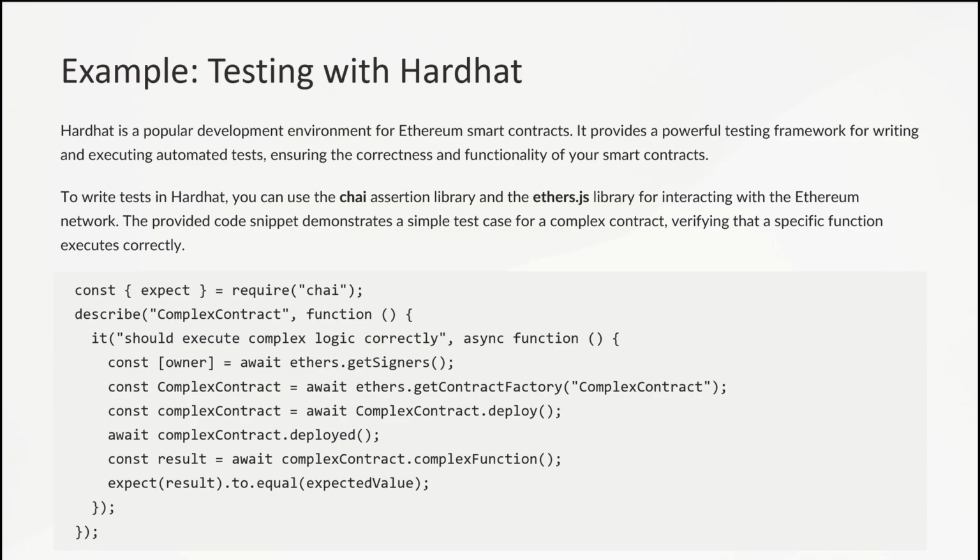For example, testing with Hardhat. For instance, you can use Hardhat to test a complex contract by writing a test case with the Chai assertion library. You can verify that specific functions are working as intended. This type of testing is crucial for catching errors before your dApp goes live.